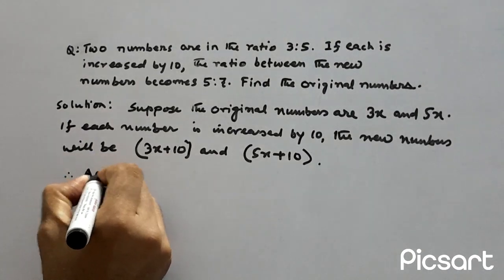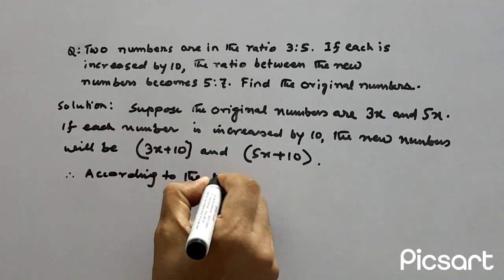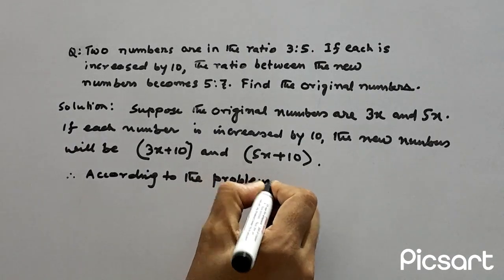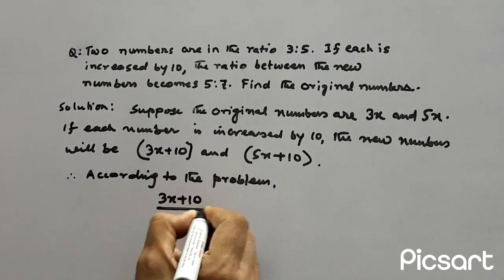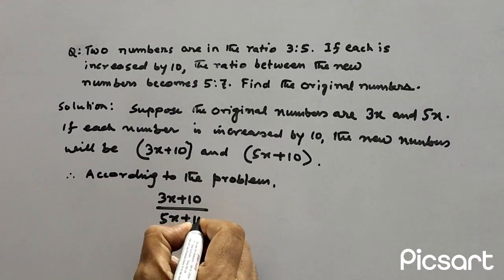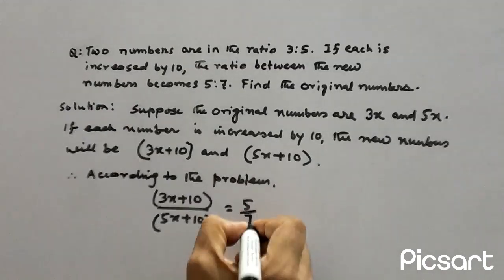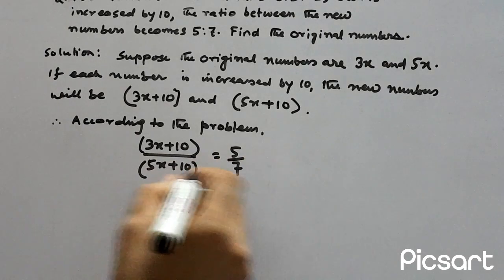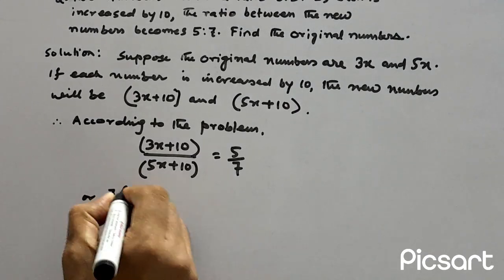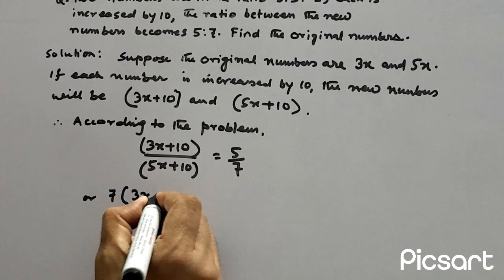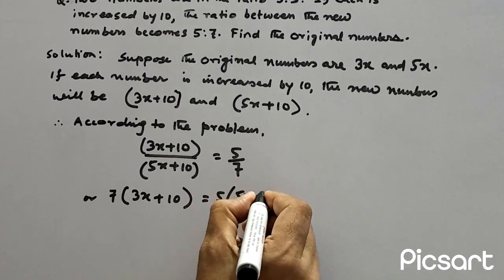Therefore, according to the problem, 3x plus 10 divided by 5x plus 10 is equal to 5 divided by 7. এবার by cross multiplication আমরা কি পাচ্ছি, or আমরা এটা লিখতে পারি 7 times of 3x plus 10 is equal to 5 times of 5x plus 10.